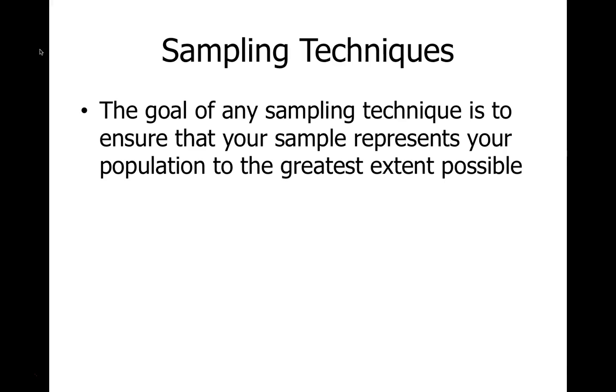So again, the goal of any sampling technique is to ensure that our sample represents our population to the greatest extent possible. And I'll mention this again at the end, but all of these decisions should be coming back to our research question. We can think about all of these decisions as kind of the spokes on a wheel, and at the center of that wheel is always our research question. So what is it that we're trying to know? What kind of inferences are we trying to make? And then how do we make sampling decisions and create a sample that will best give us an answer to that question? So we're always coming back to that research question.